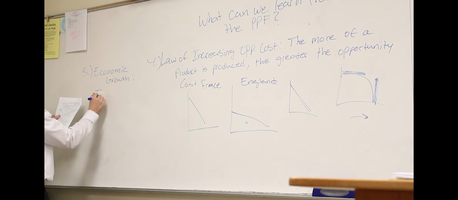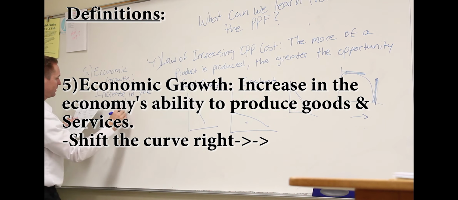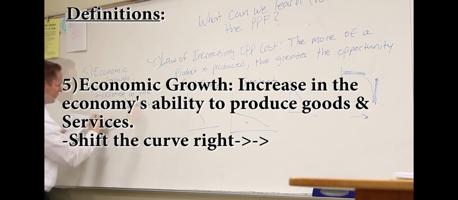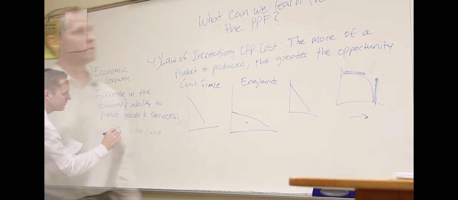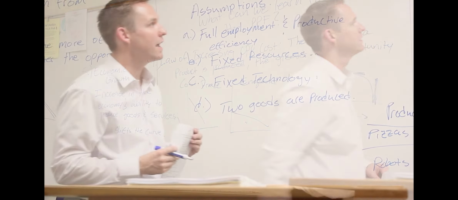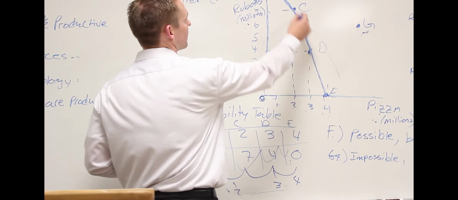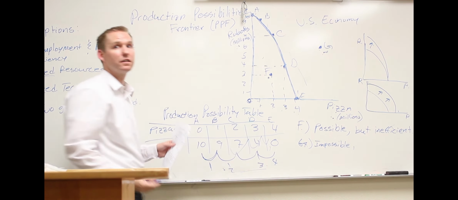So this is an increase in the economy's ability to produce goods and services. And this shifts the curve. Anytime this curve shifts, it's because there is an increase in resources or technology. And any movements along this curve, we're moving resources from one good into producing another good.